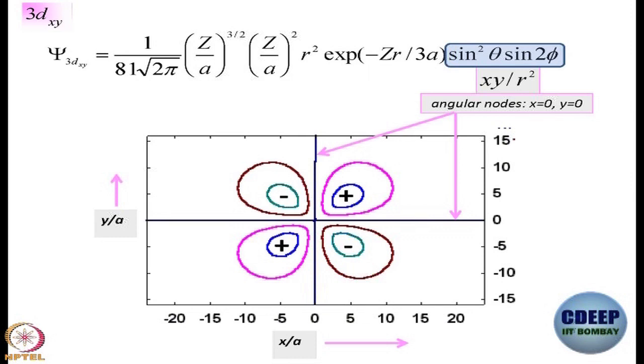2 sin theta cos phi. So, what do you have? 1 sin theta multiplied by cos phi multiplied by 1 sin theta multiplied by sin phi, that is xy by r square. That is why this is called dxy orbital. So, this orbital is going to transform in the same way as the function xy transforms.